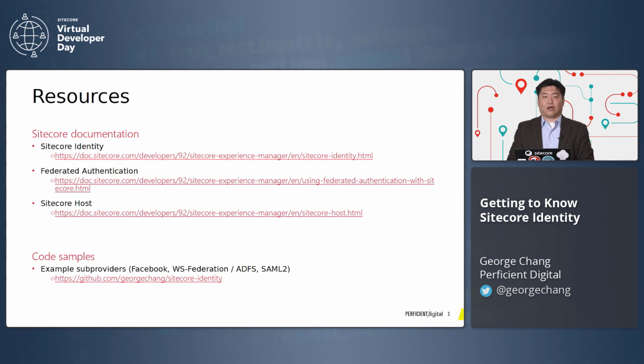So the last thing I want to cover is there are a lot of resources related to everything that we just talked about. Sitecore documentation is a great place to start. There's excellent documentation about Sitecore Identity and Federated Authentication specifically. Also, more broader information about Sitecore host as part of the Sitecore documentation. I have some code samples out on my GitHub that you can use this link for, including the one we just looked at for WS Federation. Additionally, there's some sample code for logging in with Facebook or through a SAML2 protocol identity provider.